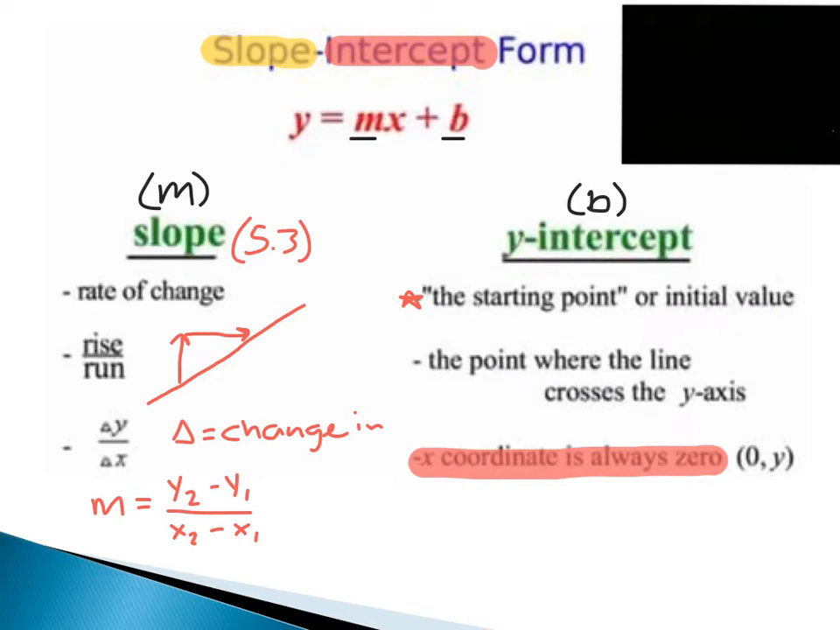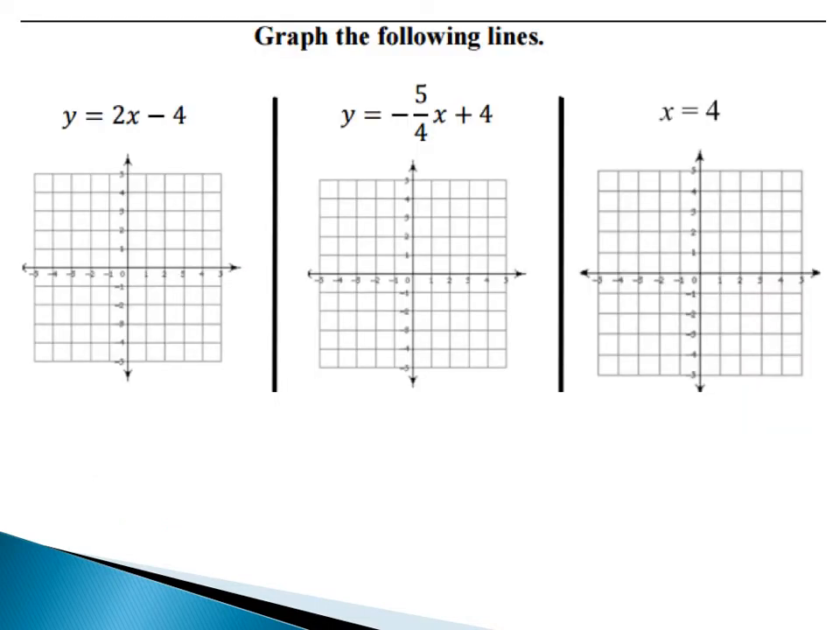So your goal in order to graph using this form is to be able to identify the slope, identify the y-intercept, and then be able to graphically represent them. Okay, so now let's go ahead and actually do some graphs. So our first equation, what you're going to have to do is be able to identify what is the slope and what is the y-intercept given in an equation.